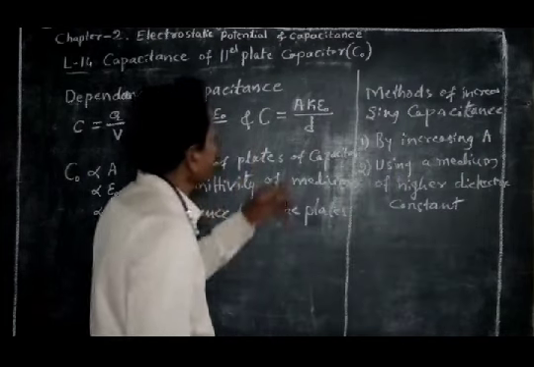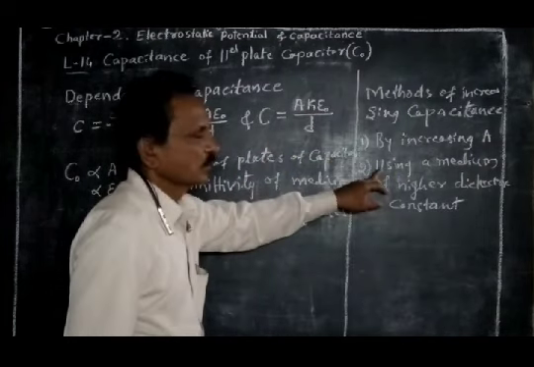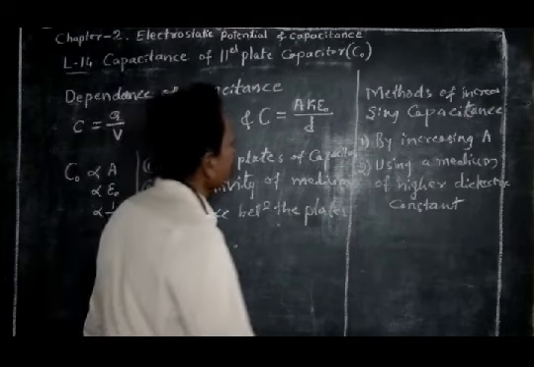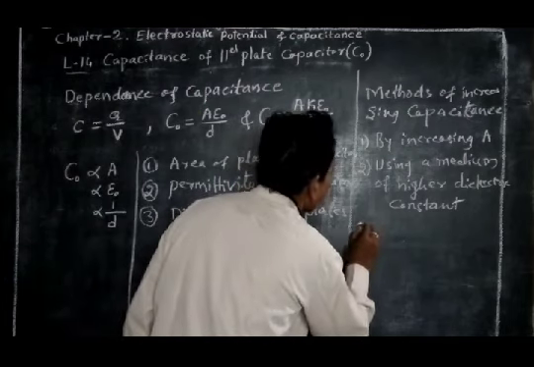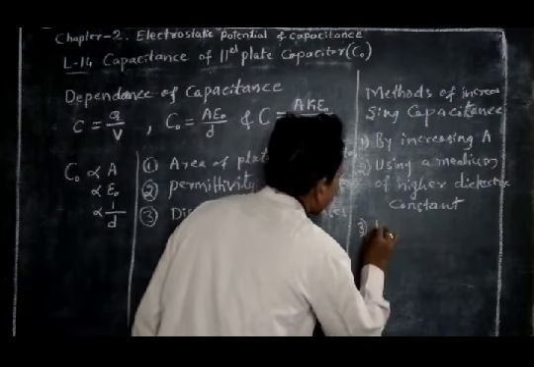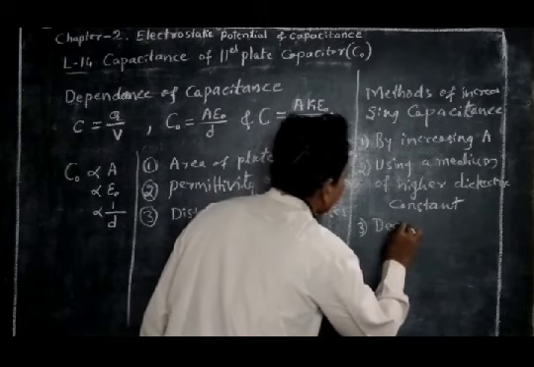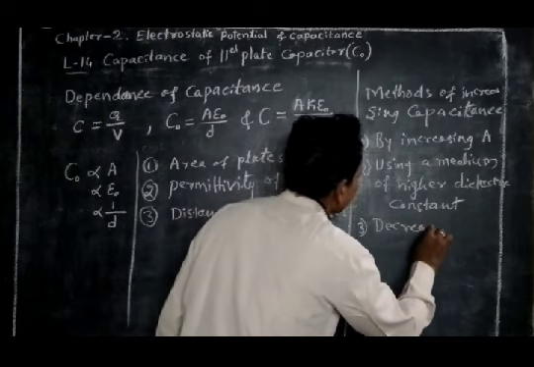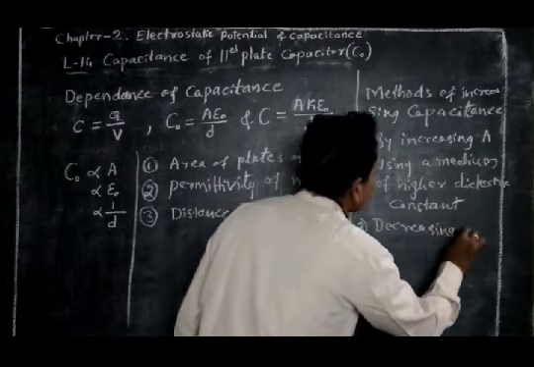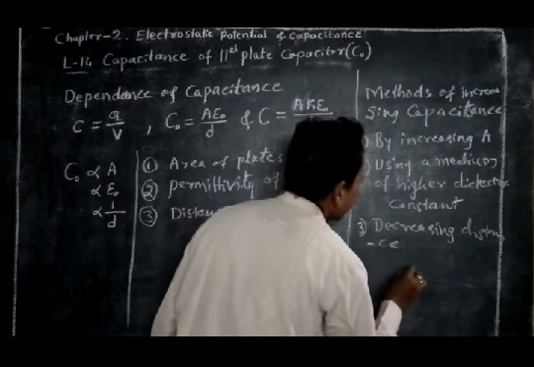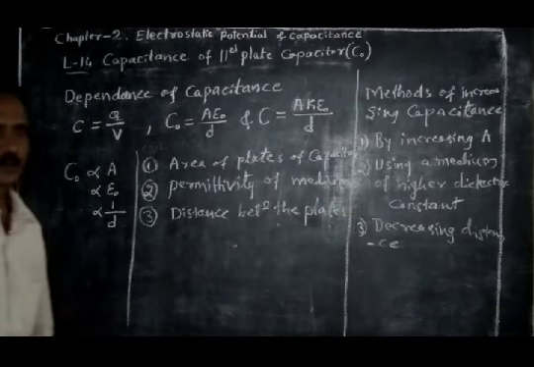That means as K increases, capacitance increases. And number three, by decreasing distance between the plates.